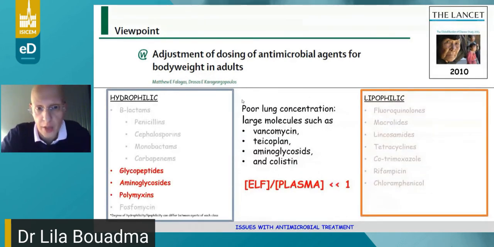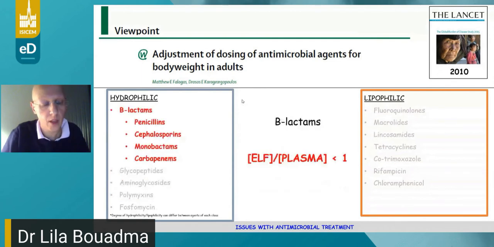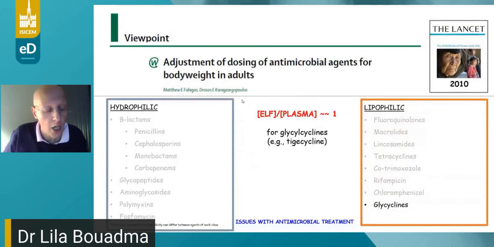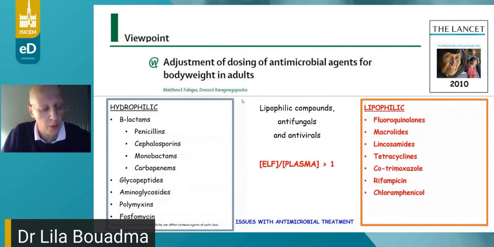Large molecules such as vancomycin, teicoplanin, and colistin will have poor lung tissue concentration when given intravenously. ELF plasma concentration ratio is far below 1. Beta-lactams penetrate into lung parenchyma better than other hydrophilic antibiotics, but ELF plasma concentration ratio remains below 1. Among hydrophilic antibiotics, ELF plasma concentration ratio for tigecycline is around 1. Lipophilic antibiotics, but also antifungals and antivirals, will have good lung tissue concentration, ELF plasma concentration ratio above 1 after intravenous administration.